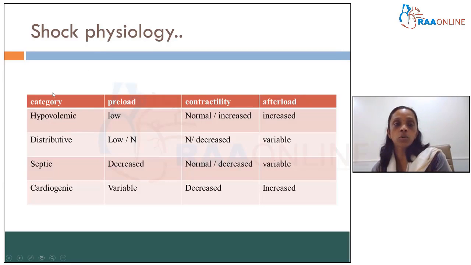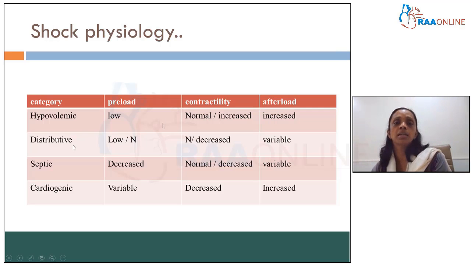There are, like I told you, three major types of shock: hypovolemic, distributive, and cardiogenic. Septic shock will fall into the distributive category. So hypovolemic, we know the volume is low, so preload is low, contractility may be normal, or as a compensation, it may be increased for a slight amount of time, and the afterload may be normal, or usually as a compensation will be increased to maintain the blood pressure.